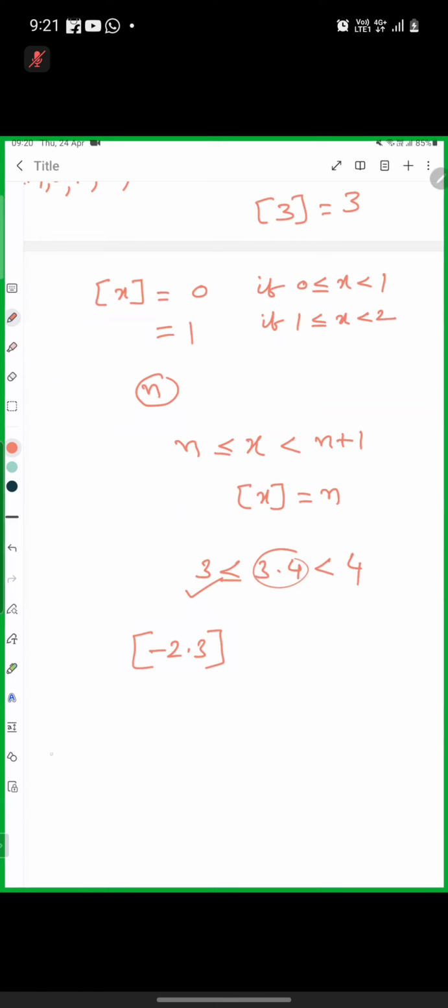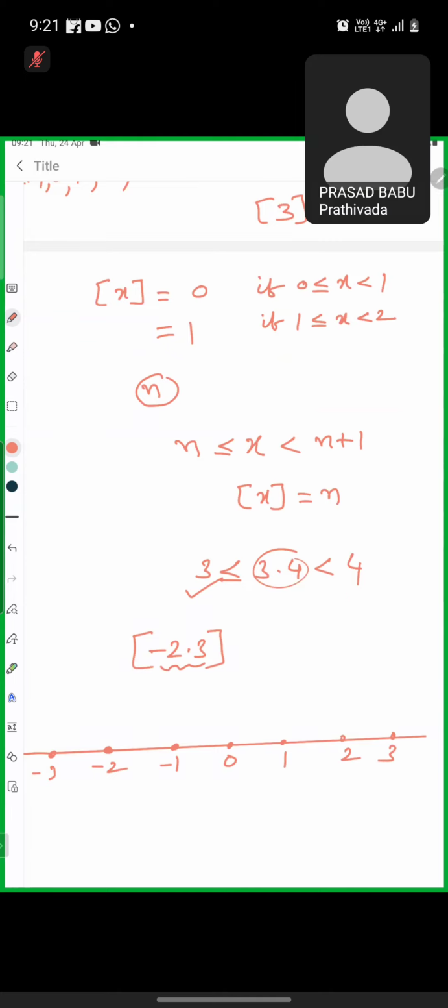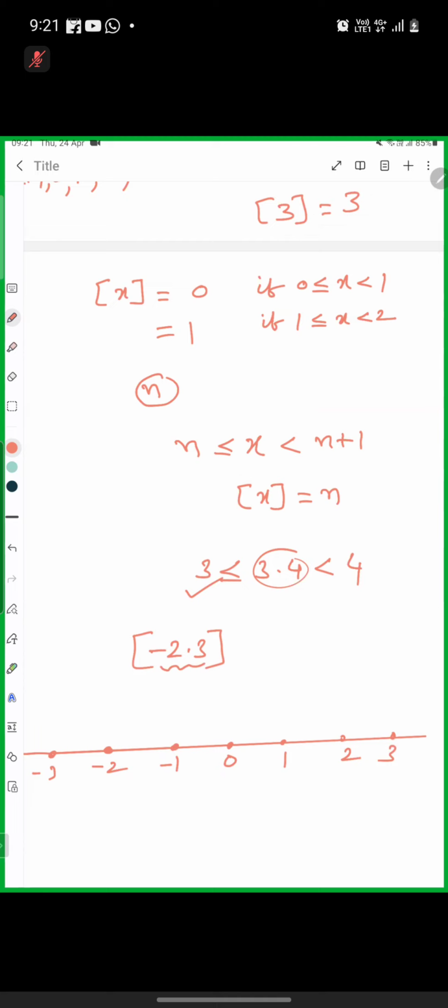So this is the real line. Listen. Here we have 0, here we have minus 1, here we have minus 2, here we have minus 3, and here 1, 2, 3. First of all, where is minus 2.3? On the real line it is between minus 2 and minus 3, that is, between minus 3 and minus 2.